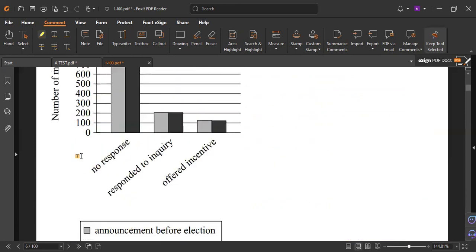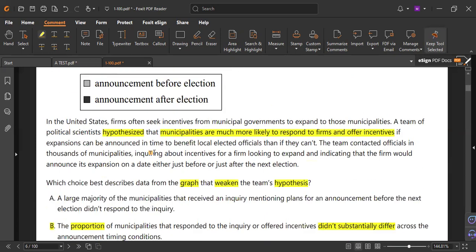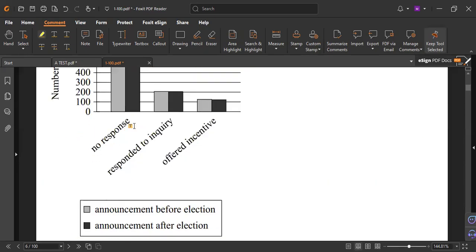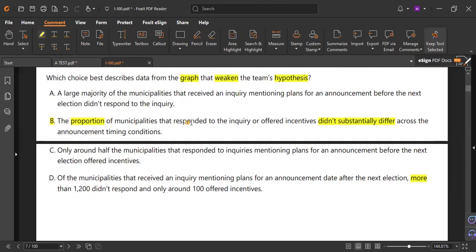Remember something. Sometimes we give you information here on the graph that is not related to the hypothesis. He said to respond and offer sentence if expansion can be pronounced. So that means I should not look here. That is the point. So we need from the graph what is related to the question and the text. That's it. Now let's try the next.